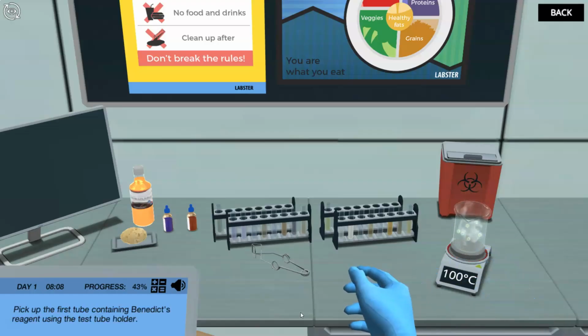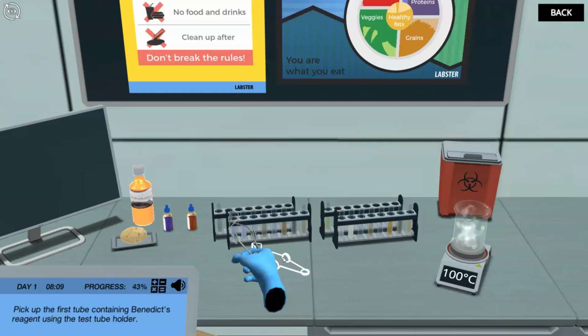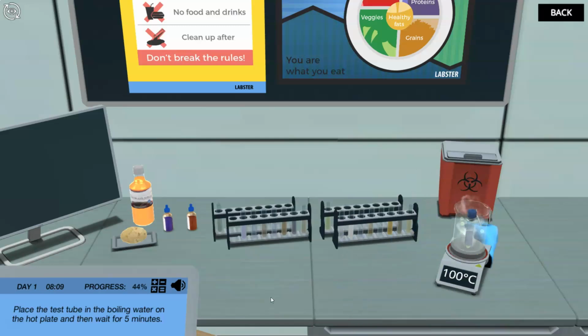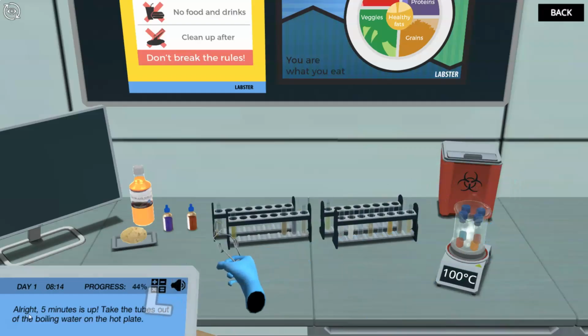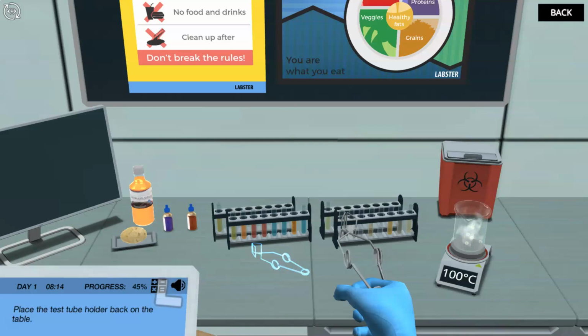Pick up the first tube containing Benedict's reagent using the test tube holder. Place the test tube in the boiling water on the hot plate and then wait for 5 minutes. Click on the lab pad for more information. Alright, 5 minutes is up. Take the tubes out of the boiling water on the hot plate. Place the test tube holder back on the table.